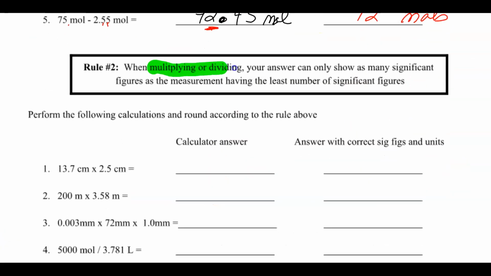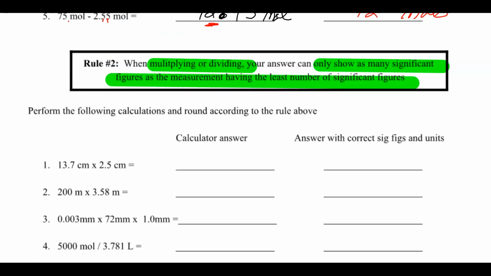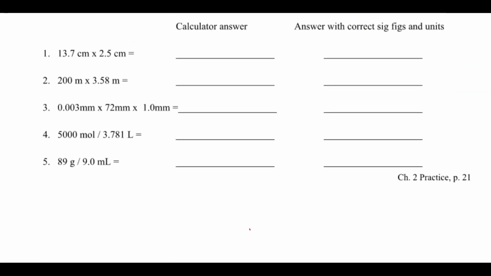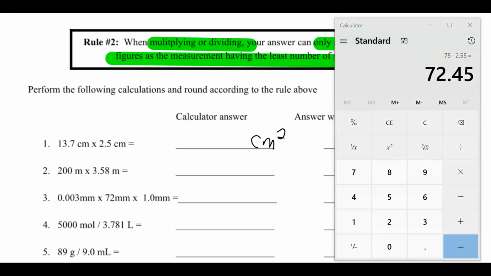When multiplying or dividing, your answer can only show as many significant figures as the measurement having the least number of sig figs. You're only as good as your weakest link in these measurements. So same thing right here. Let's look on the page a little bit. I want you to make sure you pause the video if this is blank. Come back with all of your calculator answers written down. And challenge yourself. Get the correct units going. If we've got a centimeter times a centimeter, we know that the answer is going to be centimeters squared. So try and get all those units along with the correct math there.